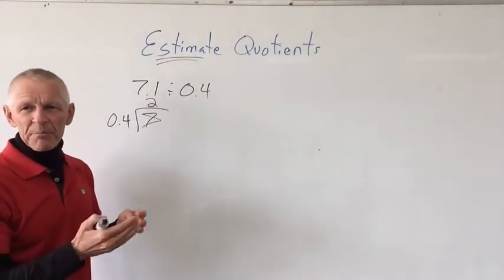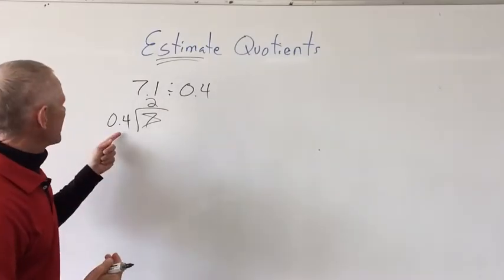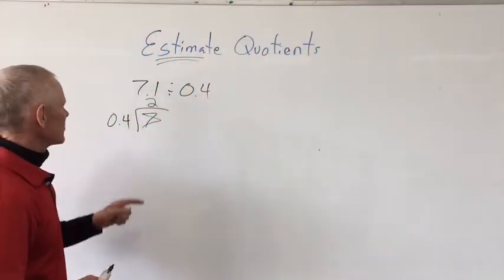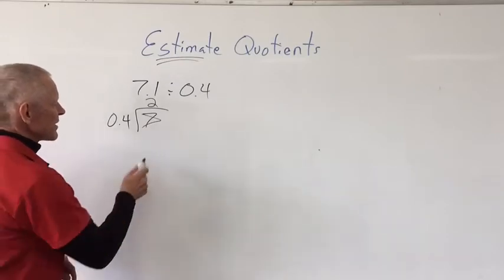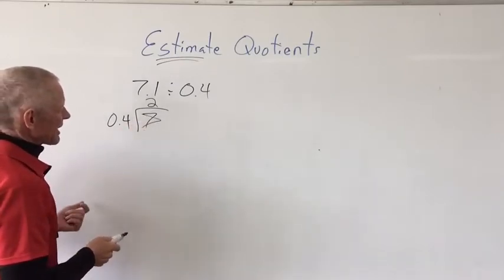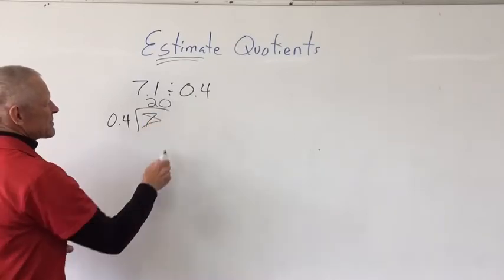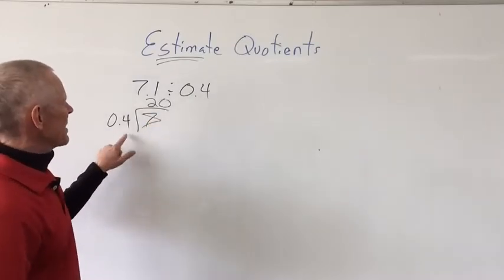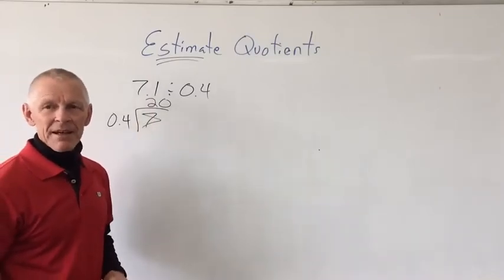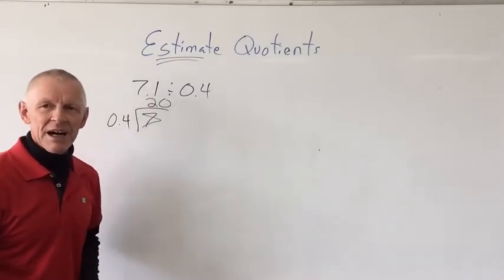Is 0.4 bigger or smaller than 4? Smaller. Much smaller. That's right, little Johnny. It's much smaller. So there's no way it's going to be only 2 times. It's probably going to be 20 times. I'll just throw in another 0 because this is much smaller. But the dividing part stays the same. Okay, and that was what made students complicated.